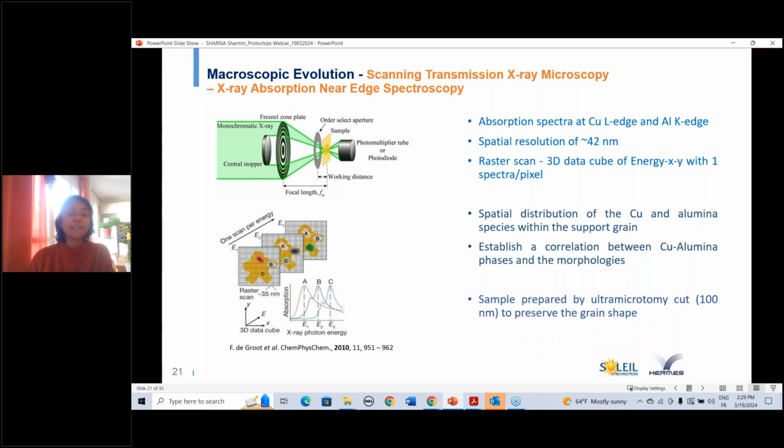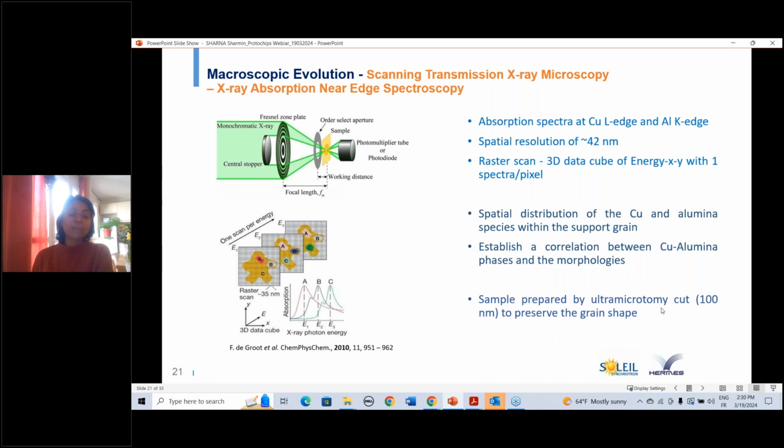EELS mapping would give us XY spatial information together with energy spectrum. So at each pixel, we have information about the oxidation state as well as the chemical speciation and where they're located within the sample. We did that at copper L-edge and aluminum K-edge with a spatial resolution of about 42 nanometers in order to identify where the copper is located, and what is the correlation between the copper and alumina.